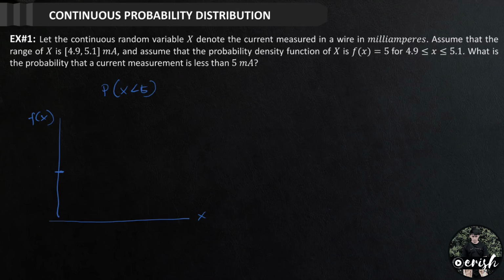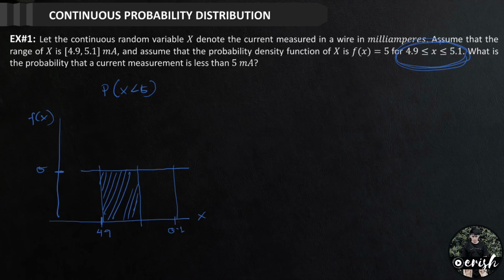So this is 5. And we have two limits from 4.9 to 5.1. Yan yung values ng random variable x natin, from 4.9 to 5.1. So ito yan. This is the probability na 5. So again, in the condition, f of x is equal to 5 for 4.9 less than or equal to x less than or equal to 5.1. So let's take this mid. And this is the shaded area.